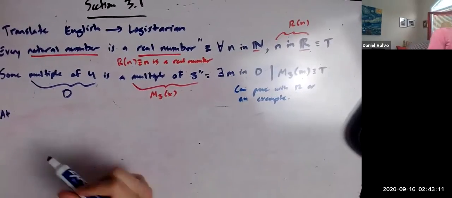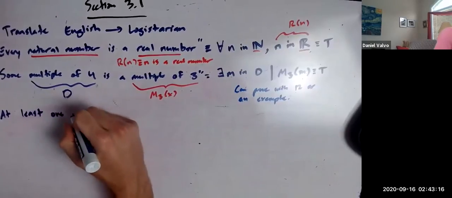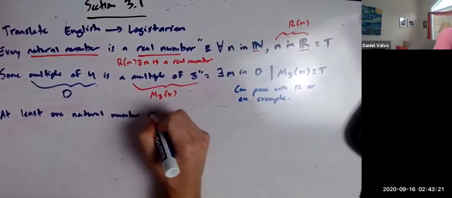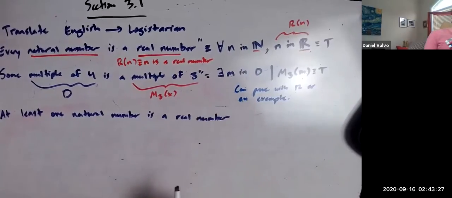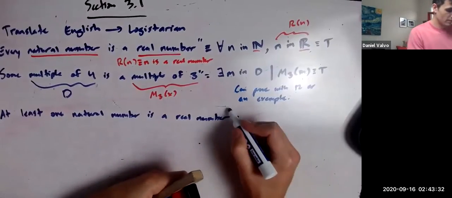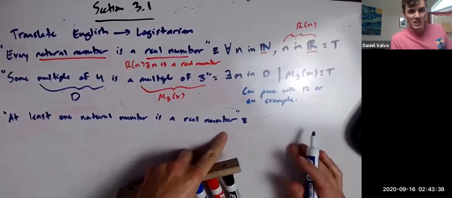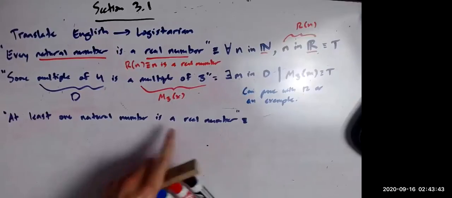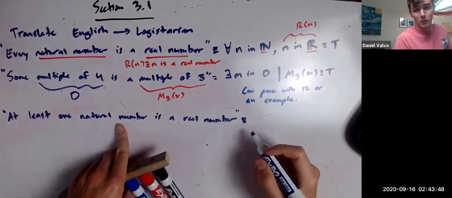All right. Let's do at least one natural number is a real number. Is this a universal statement or an existential statement? Existential, right? The claim it's making about the natural numbers is just at least one of them. It's just saying about one of them, not all of them.